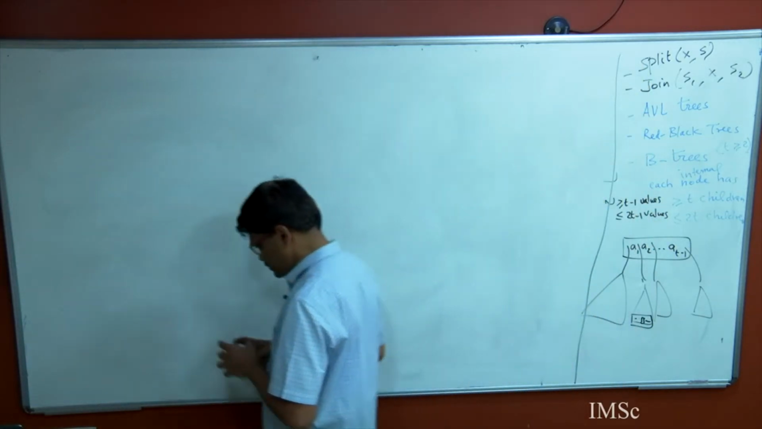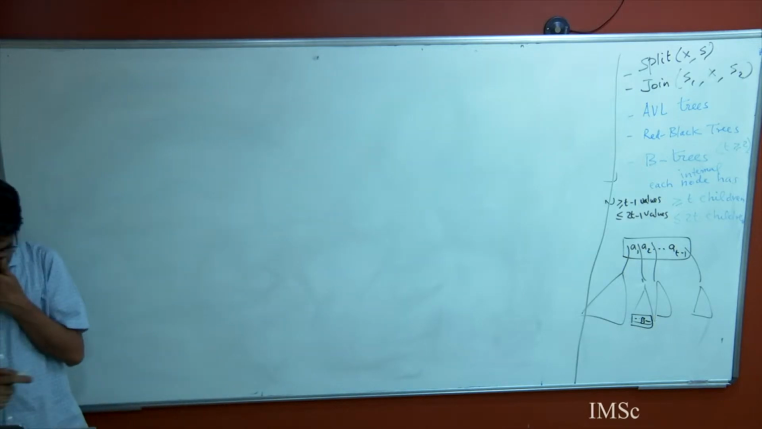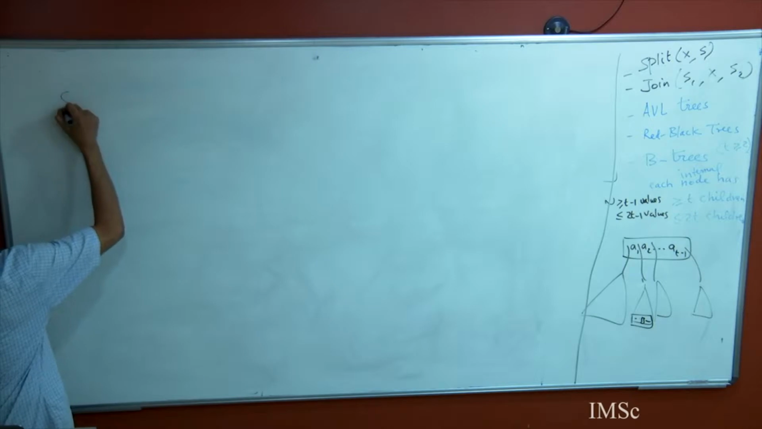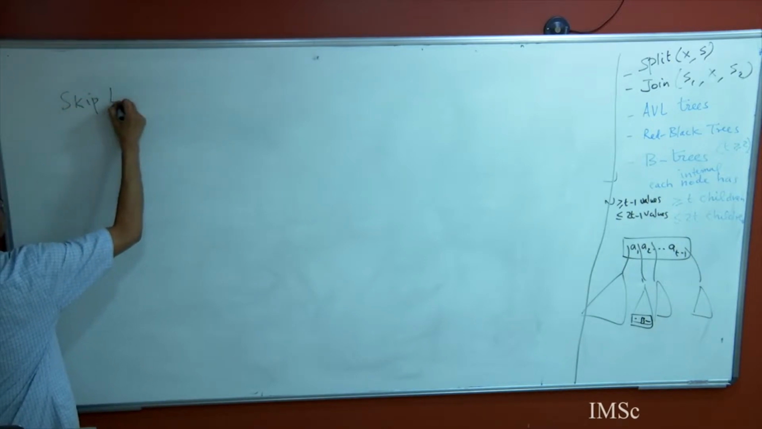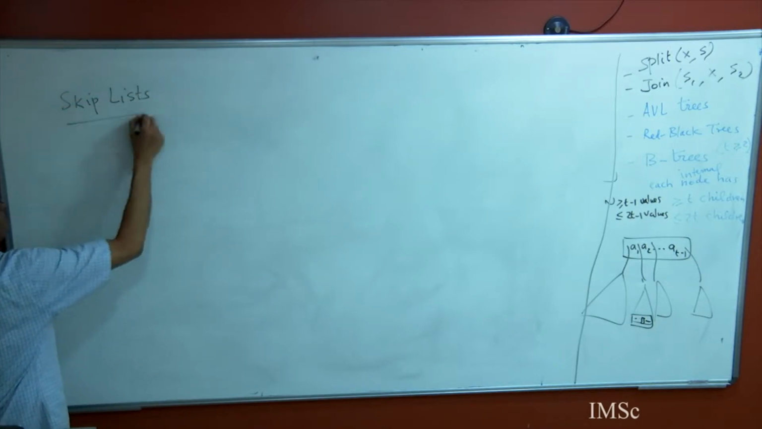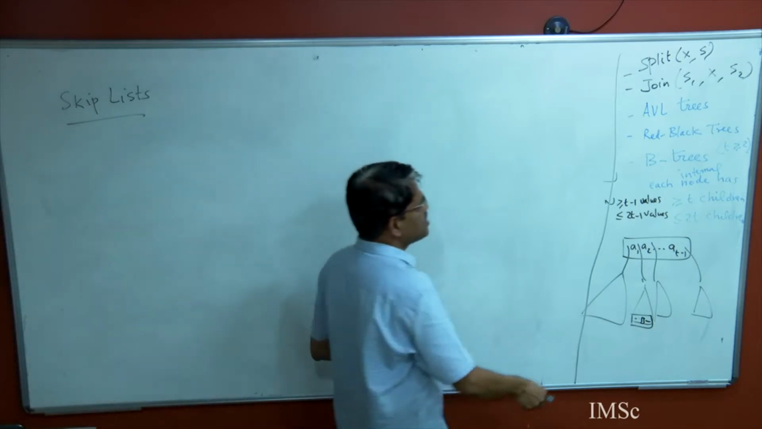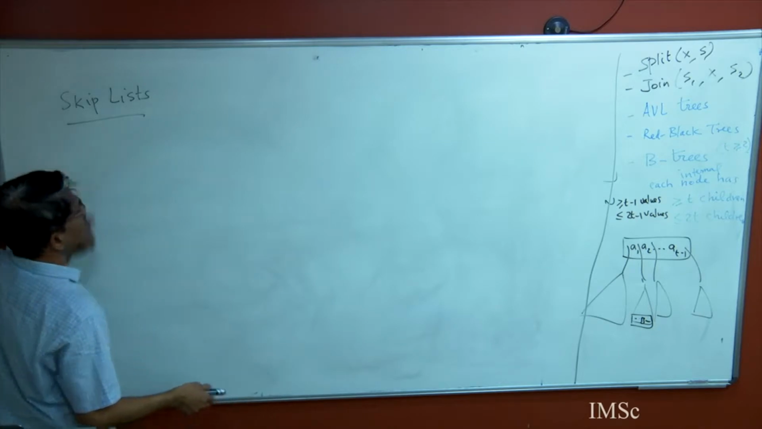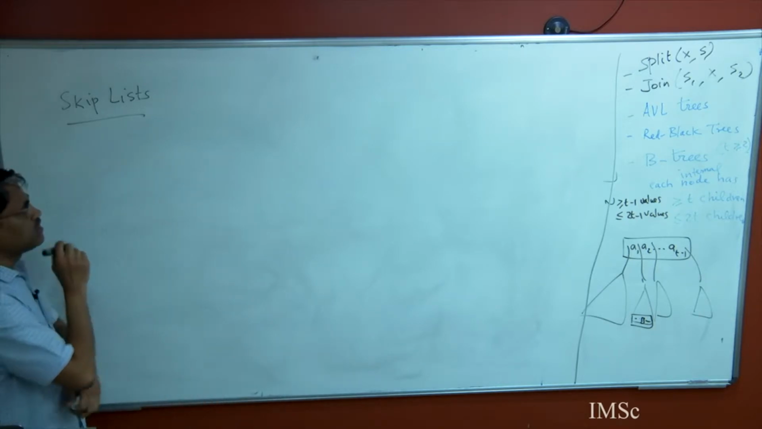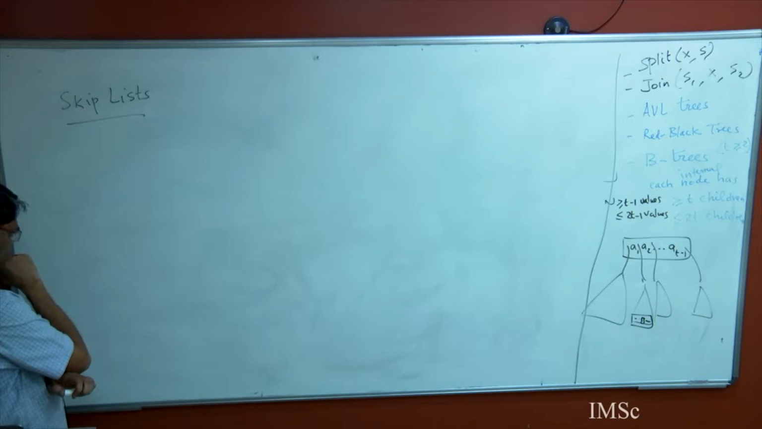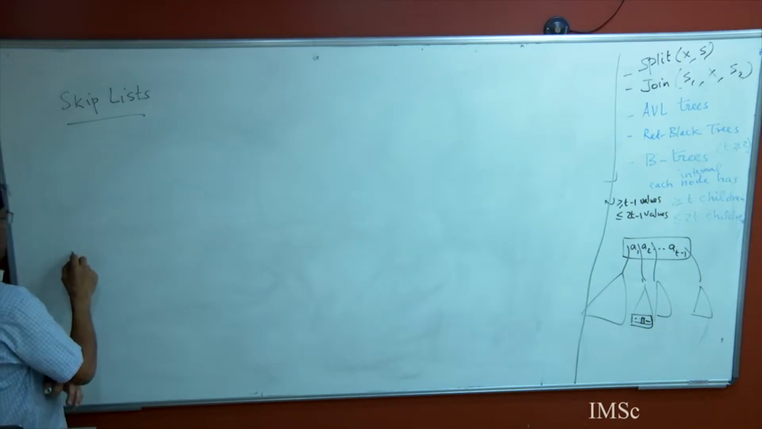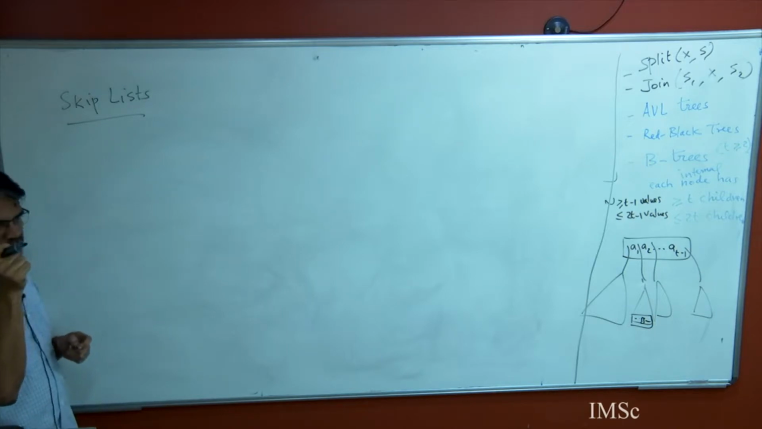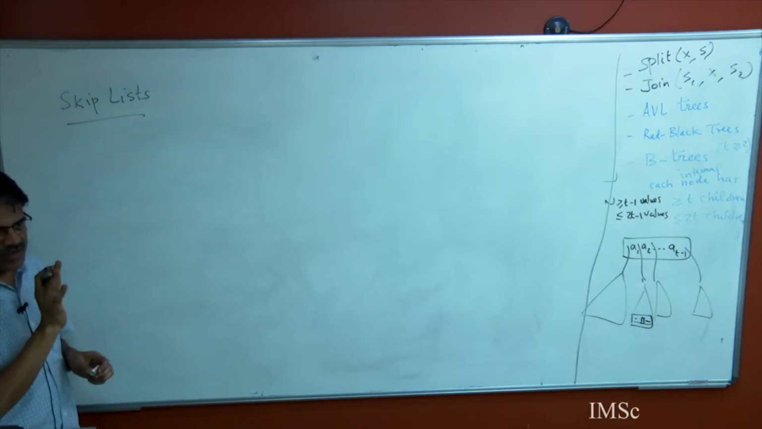Okay, so the first thing I want to talk about is what are called skip lists. All this is the 60s and 70s, I would say, whereas this is late 80s, early 90s, when this thing started. The problem is still the same: we want to support insert, search and delete in logarithmic time.